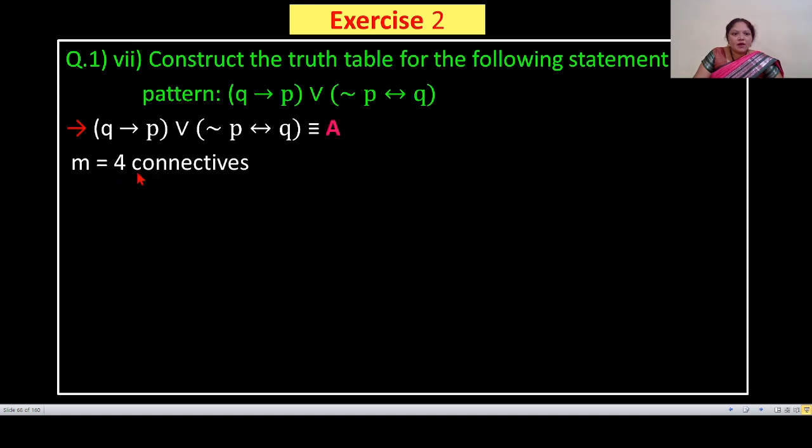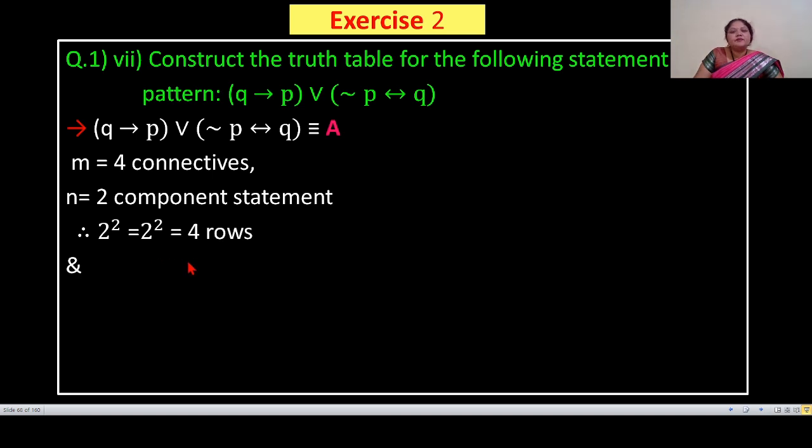Therefore, M equal to 4 connectives and N equal to 2 component statements. Therefore, 2 raised to N equal to 2 raised to 2 equal to 4 rows, and M plus N equal to 4 plus 2 equal to 6 columns. In the truth table, there are 4 rows and 6 columns. Here P and Q are two main statements. Therefore first column is P statement, second column is Q statement.